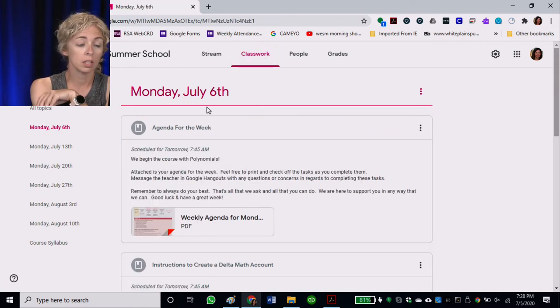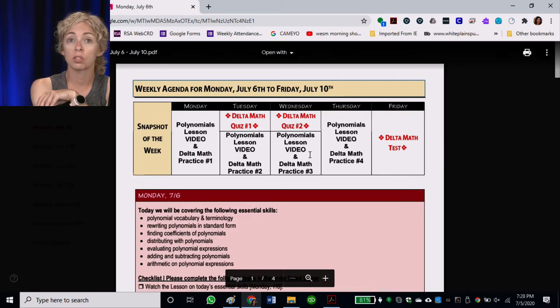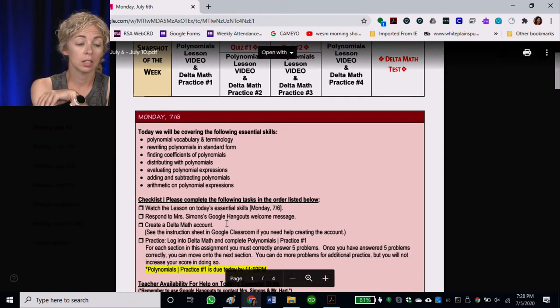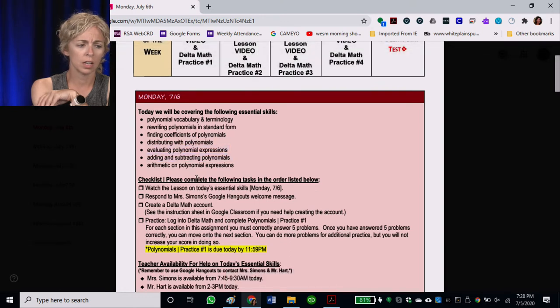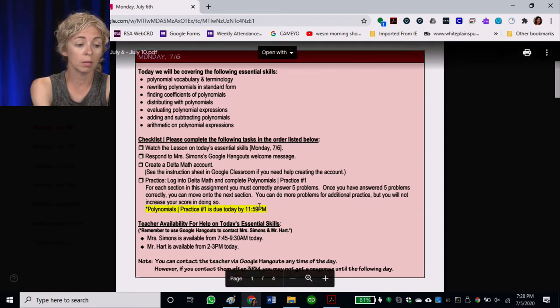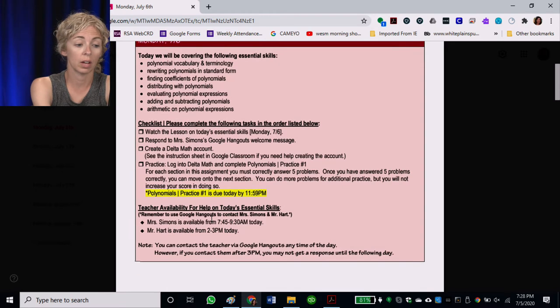So Monday, July 6th is tomorrow, and you're going to click your agenda for the week. Okay? Your agenda, so if we click on it, gives you a snapshot of the week in red, or when all your assessments are. So you have two quizzes and a test that week. And it shows the standards we're covering. Here's your checklist. So you can print this if you like, so you can actually check off. And when Mr. Hart and I are both available for the day, okay?